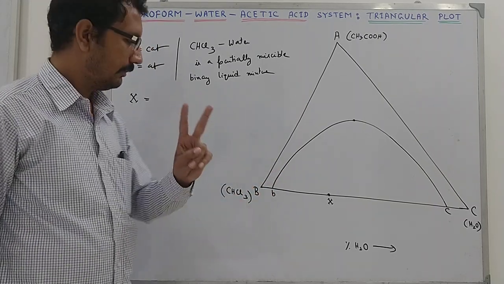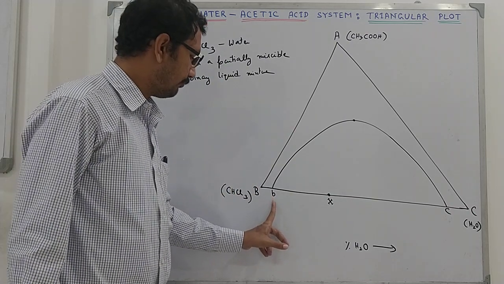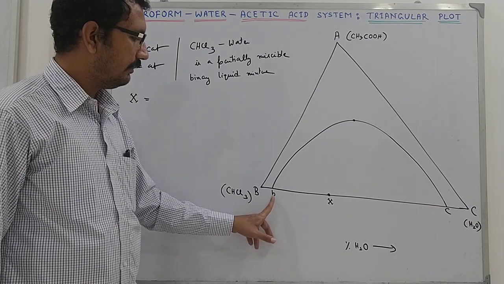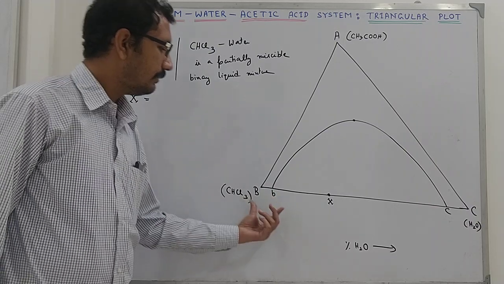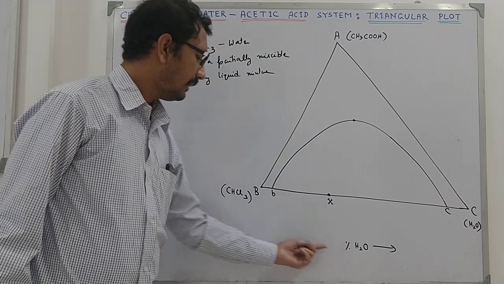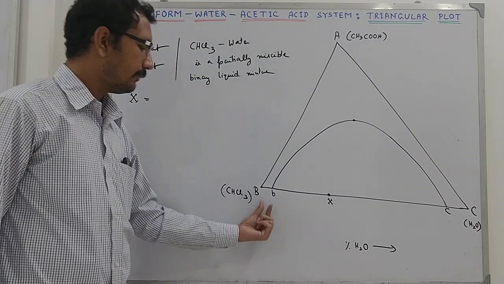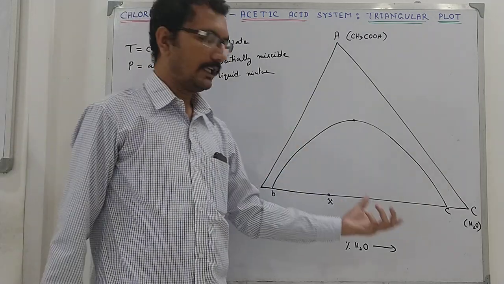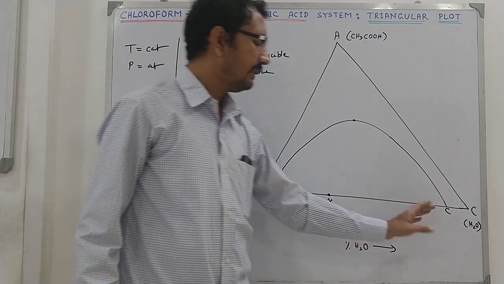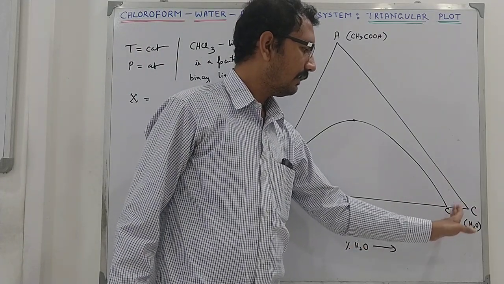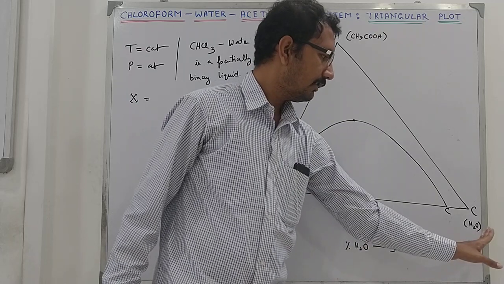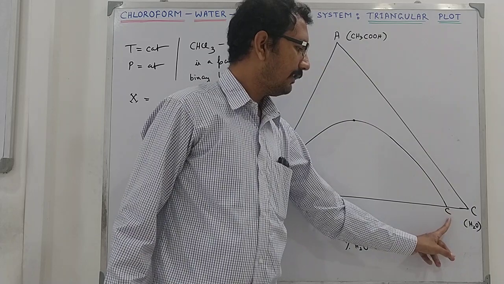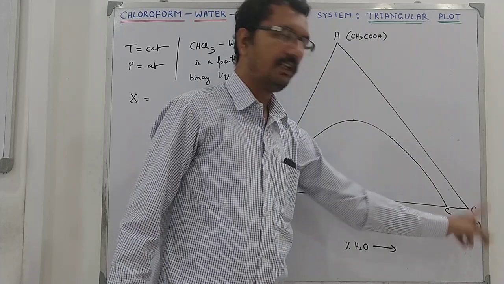You will have two layers. In one layer you will have a saturated solution of water in chloroform. So that will have the composition B, which is lesser in water and greater in chloroform. So it is the saturated solution of water in chloroform. And in another layer you will get a saturated solution of chloroform in water. So that will be greater in percentage of water and lesser in percentage of chloroform. Percentage of water is increasing here, so here you will have 100% H2O. Now this point will indicate that it is the saturated solution of chloroform in water.